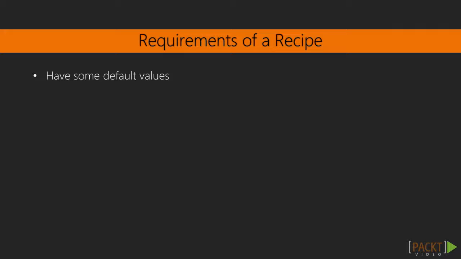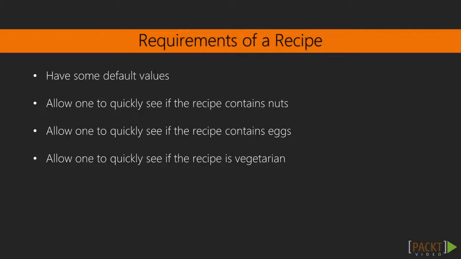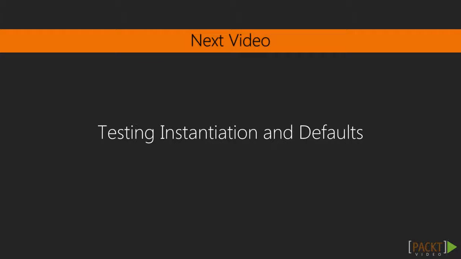Since I often cook for friends and family members that have dietary restrictions, it would also be nice to know at a glance whether a recipe has nuts or eggs or is vegetarian. We can use these criteria to tell us what we need to write tests for, and when all 4 tests pass, we can be comfortable that the recipe does everything we asked of it. In the next video, we'll start creating and testing our recipe model based on these 4 specifications.